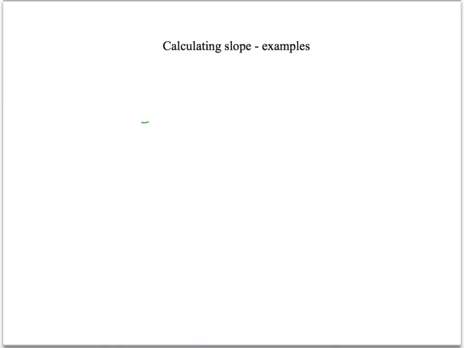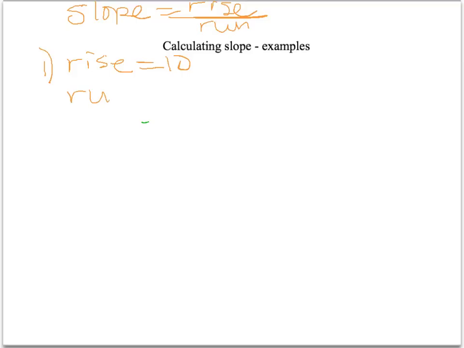So, let's say that the first one, let me write something down here. Another way you can think of slope is rise over run. So let's say my rise equals 10, my run equals 6, so my slope equals 10 over 6, or 5 over 3. Now that's an easy one. You're given your rise and your run.